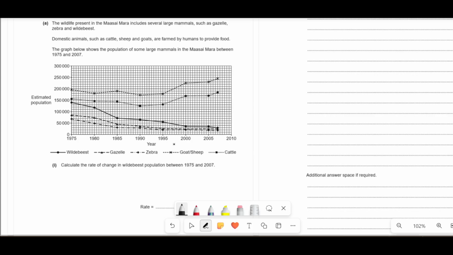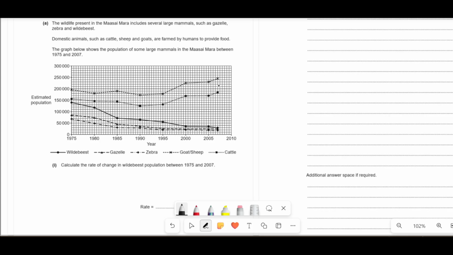And then zebra, what's going on here? So zebra drops sharply and then it levels off. It's kind of stable. Goat and sheep, it's kind of all over the place, but then it starts to climb up as well from 1995 onwards. And then cattle, it's sort of stable, drops sharply, and then goes up as well.